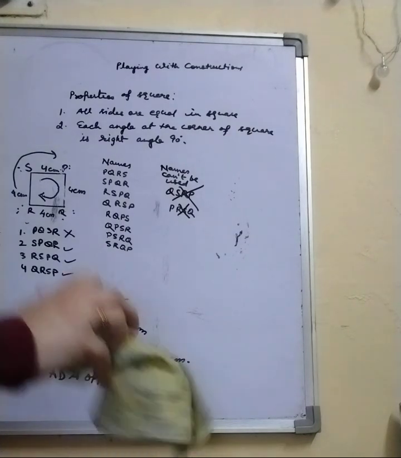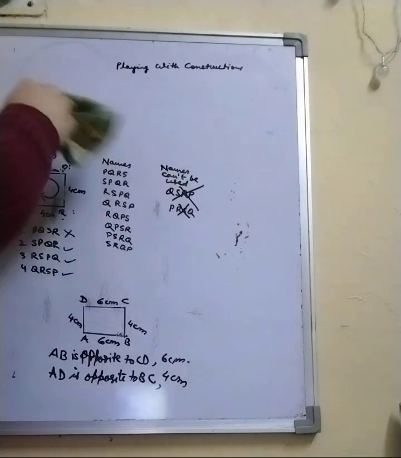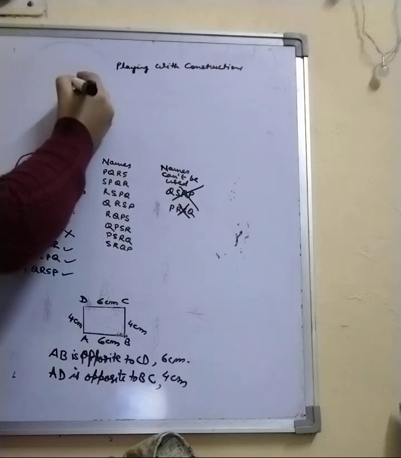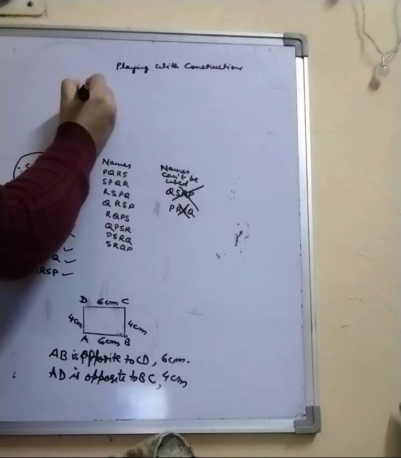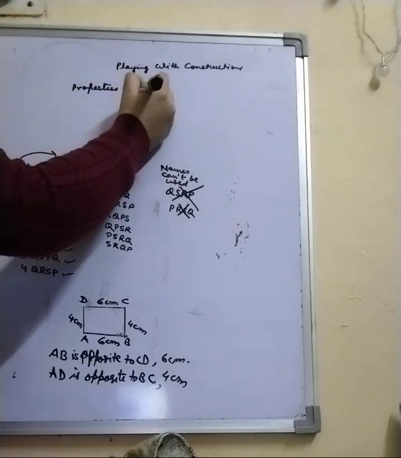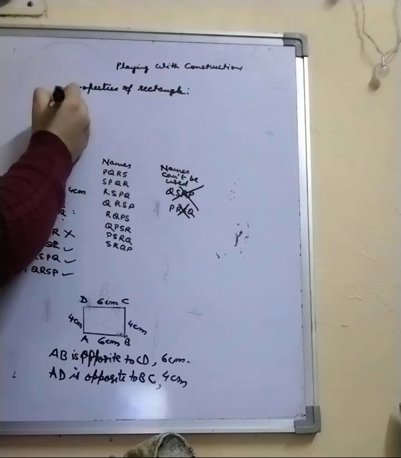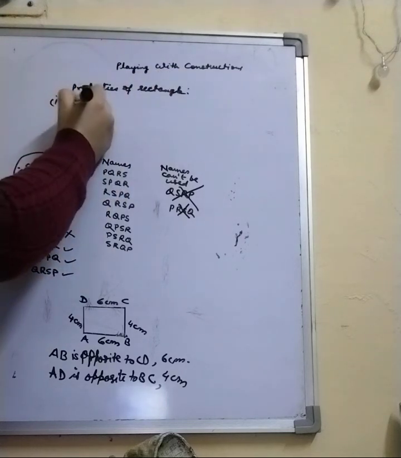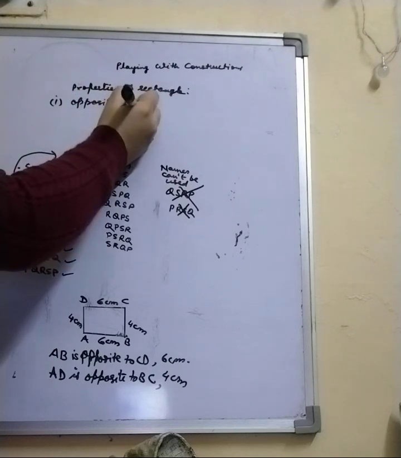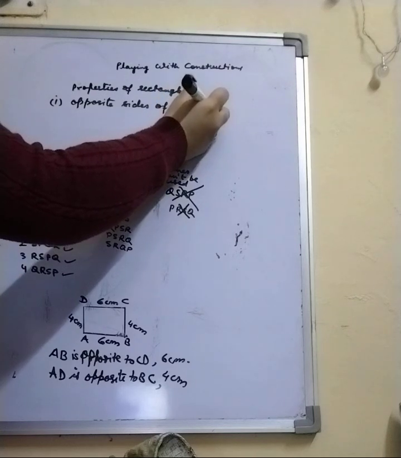So in the properties of rectangle, we say that opposite sides of a rectangle are equal.